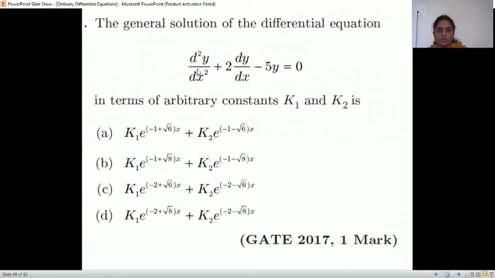Okay, next question. The general solution of the differential equation, in terms of arbitrary constants k1 and k2, is. Okay, we are going to solve this. Let me tell you, this is LDE with constant coefficients. Write down the equation: D square plus 2D minus 5 equal to 0. And find out the roots and tell me what is the correct answer.